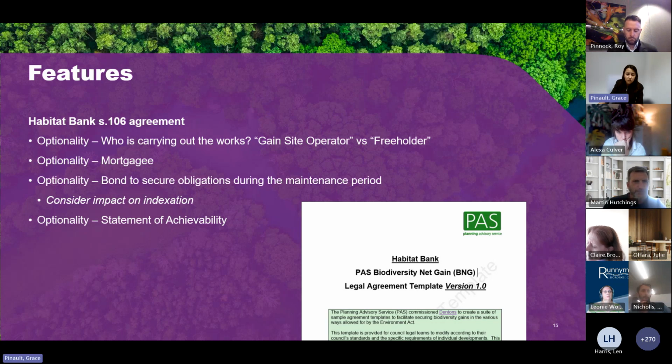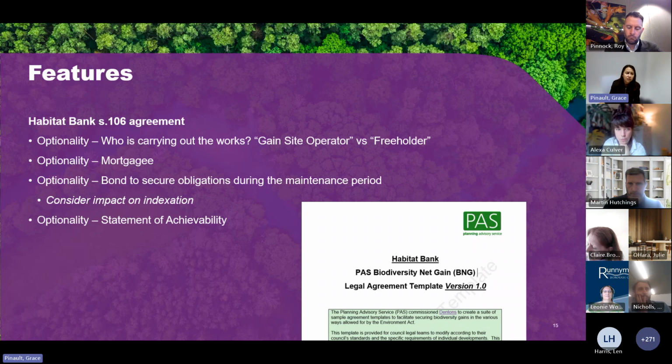There's also the optionality of a statement of achievability. This element came from feedback from the Environment Bank, and it's a very good piece of feedback. When you're entering into the Section 106 agreement, you will have to have a view on the habitat management and monitoring plan and be satisfied that those habitat enhancements can be achieved, because you'll be the enforcing body on the Section 106 agreement to enforce those obligations.